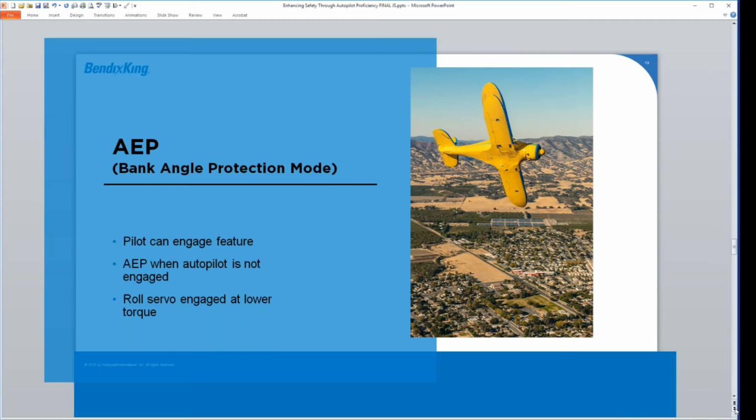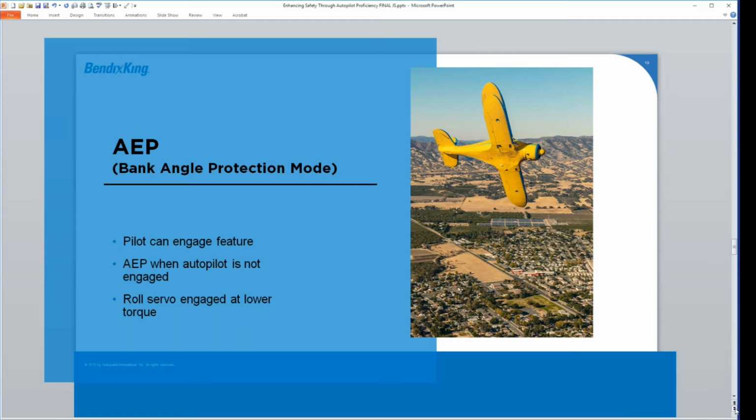This is a bank angle only protection mode, first of all. So we're not commanding anything in the pitch of the aircraft. The other really important thing to note is that the pilot has the direct ability to turn this on and off at any time. It is off by default. You must engage this mode if you want it to be there. So it's only going to do something when the autopilot is not engaged in flying the aircraft.